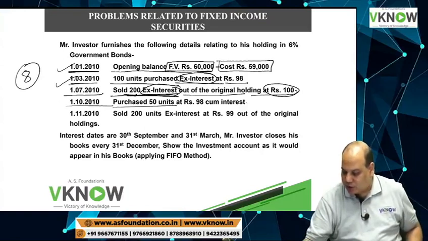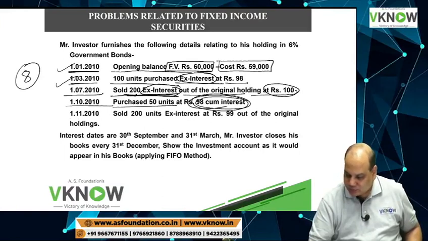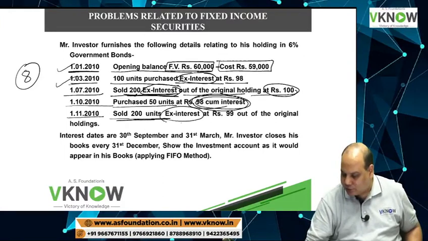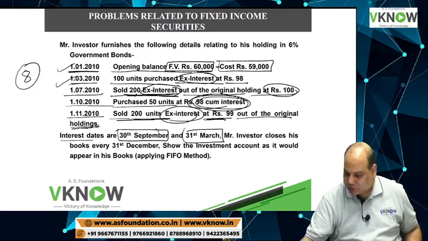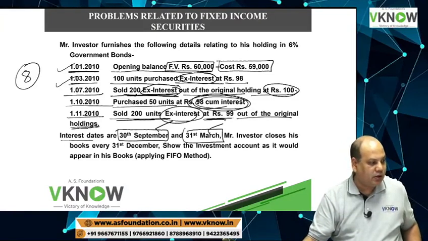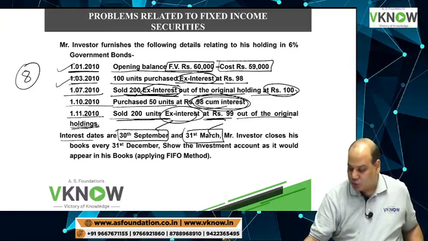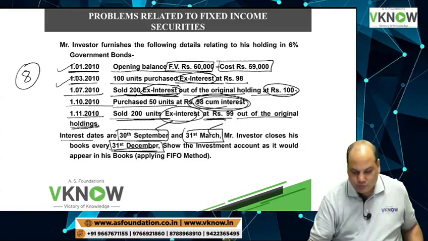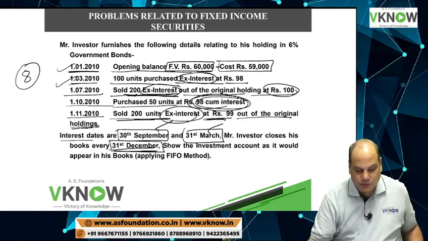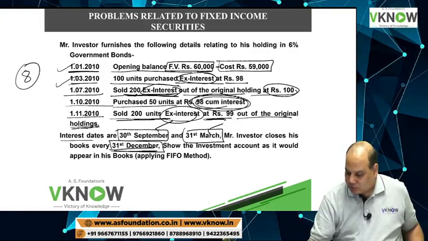1/10/10, purchase 50 units at 98 cum interest. 1/11, sold 200 units ex interest at 99 out of the original holding. Interest dates are 30th September and 31st March. This time two interest payment dates are there. Mr. X closes his books on 31st of December. Show how the investment account would appear in his books.